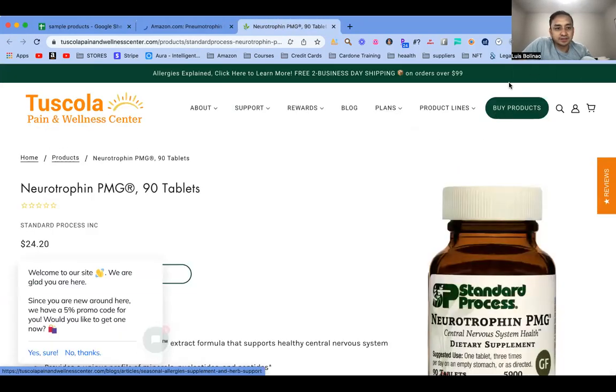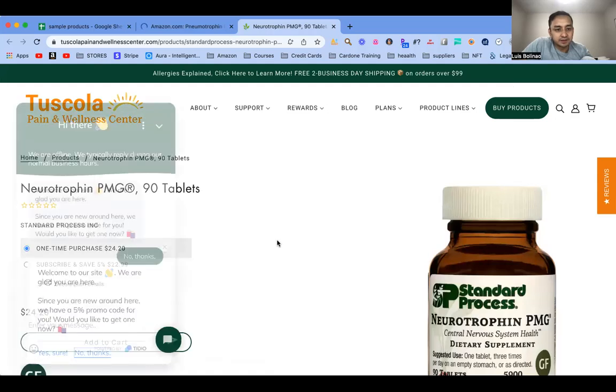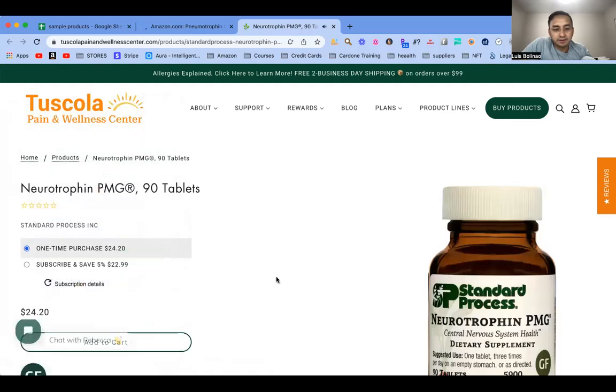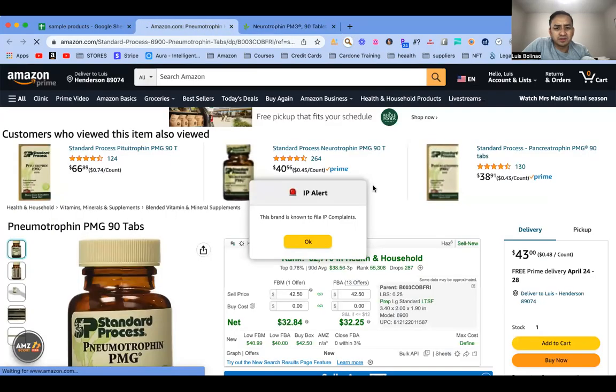All right. What is this? Same one. Oh, this one. So this one is a product that's blocked by IP alert. If you guys don't have IP alert, it's a good thing to have too, because it blocks you from potential IP complaints.